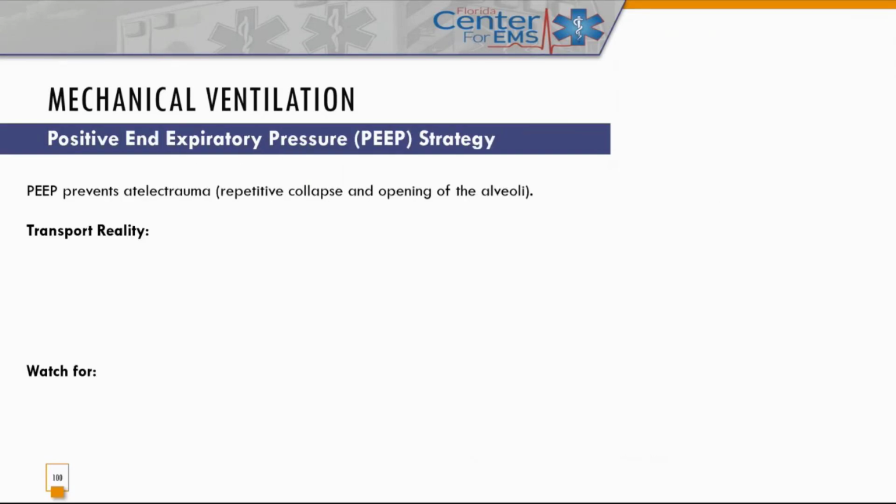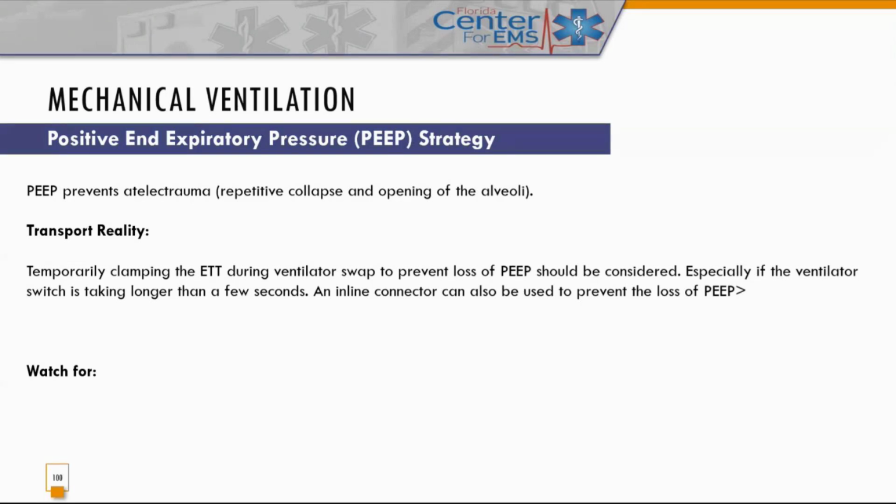So PEEP prevents atelectrauma. Transport reality: temporarily clamp the ET tube. If you're changing from the hospital vent to your vent, we just don't disconnect it and go to the next vent. You need to clamp the tube and make the change very quickly, because you're going to lose your PEEP if you don't. And so now the patient's not going to ventilate very well. Reestablishing that PEEP again could cause damage to the alveoli, and the patient could deteriorate in the short amount of time it takes to go from one ventilator to the other.